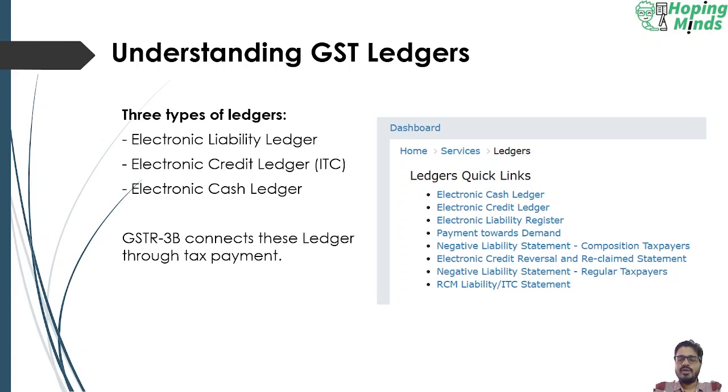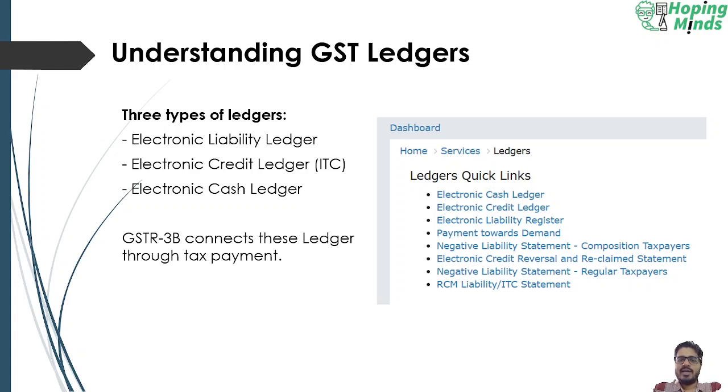and the output tax liability that has to be paid will appear in the balance column of the liability ledger. Once the output liability is discharged using the cash ledger or credit ledger, then the same will be credited in the electronic liability ledger and finally the balance will reduce to nil, or if any balance remains, it will appear in the balance column of the electronic liability ledger.